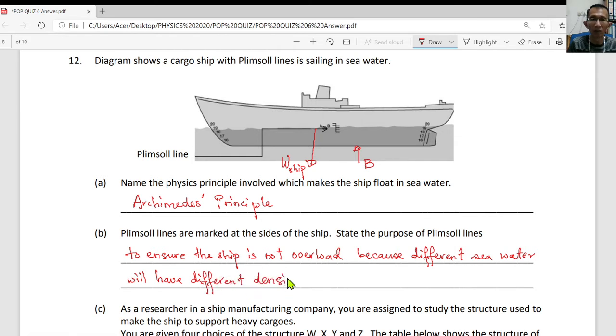Okay, so this is the purpose of having the plimsoll line mark at the sides of the ship.